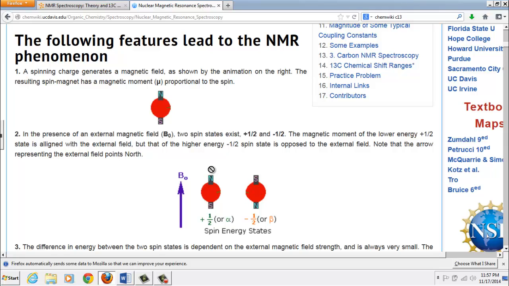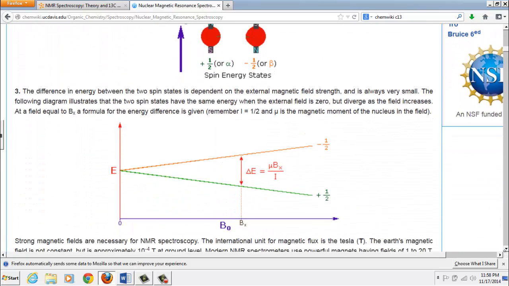That's what this first case is. The north pole's up, aligned with the magnetic field. Or it can do the opposite. It can actually flip its spin and point the north pole down. And of course, that's not very stable. That's the more energetic spin state.